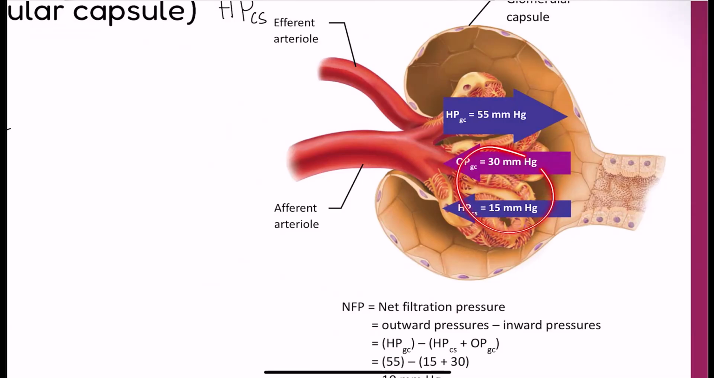But these are smaller forces, right? So overall, we're forming filtrate. And that filtrate is entering the PCT and then the rest of the nephron.